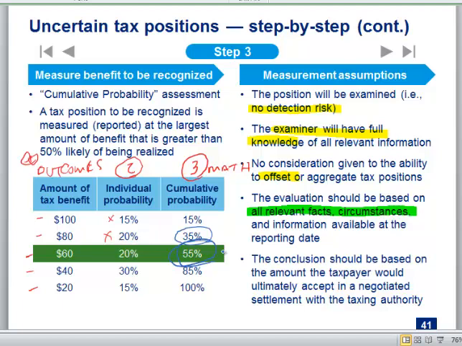Are we getting the math? Okay. So the first outcome you get to, where this is greater than 50, that is what you book. That is how the rule works. You are supposed to find the outcome that is cumulatively more likely than not, and you book that. So that is confusing, right?